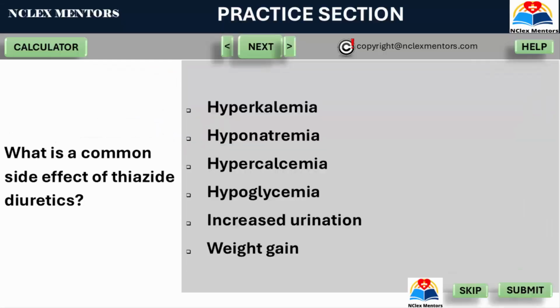Thiazide diuretics. What is a common side effect of thiazide diuretics? Option A, hyperkalemia. Option B, hyponatremia. Option C, hypercalcemia. Option D, hypoglycemia. Option E, increased urination. Option F, weight gain.